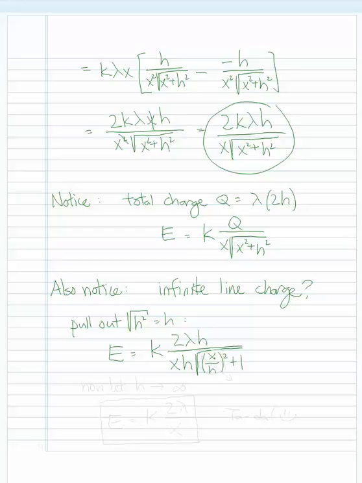So why did I do that? I did that because now if I let h go to be very large, this piece is going to go to 0 because these h's actually cancel. And so what I'm left with is something pretty simple. E is just k 2 lambda all over, the only thing left is x. And that is the answer. Ta-da!